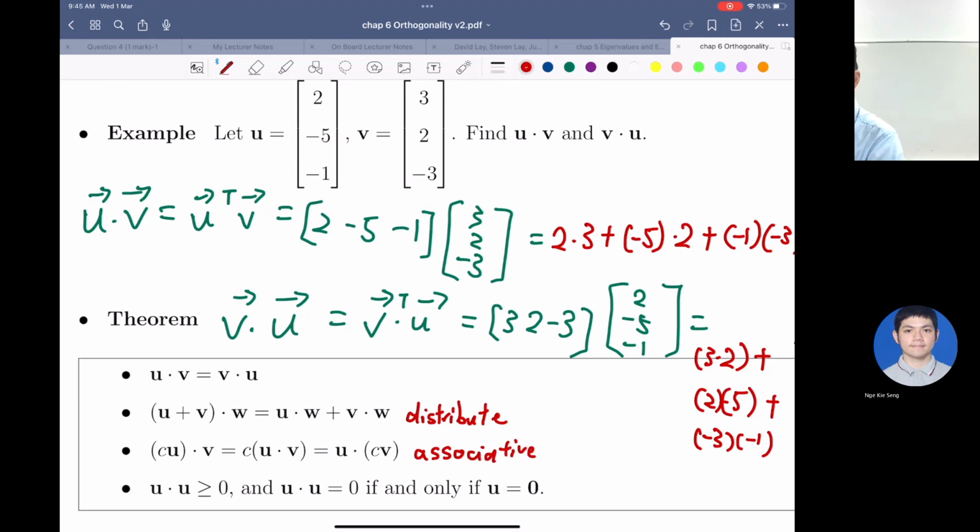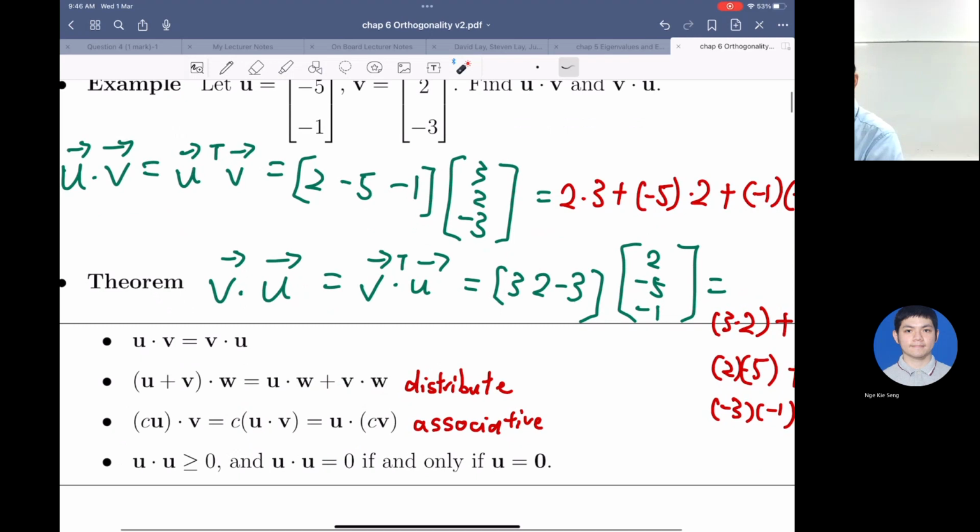Associative, and then you can multiply the scalar in. No matter where you put the scalar. And then the last thing is very important, quite interesting. If you take the dot product of two vectors together, it's always greater or equal to 0. We are interested in this kind of number, greater or equal to 0, because length is always greater or equal to 0. You cannot have negative length. So we're interested in this kind of values here.